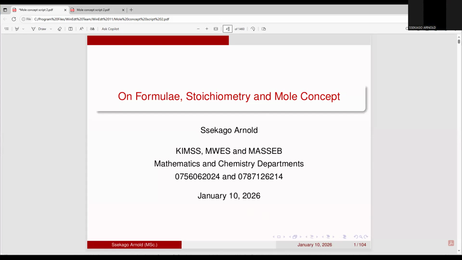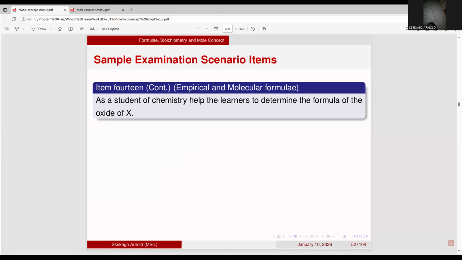Now we continue from where we stopped. We had covered item, I think it was item 14. Now we proceed with item 15. What does item 15 say?